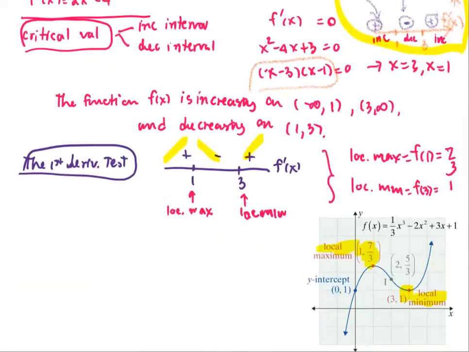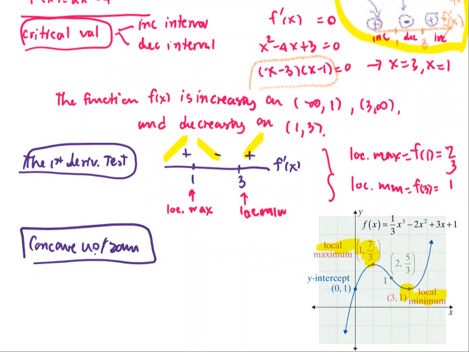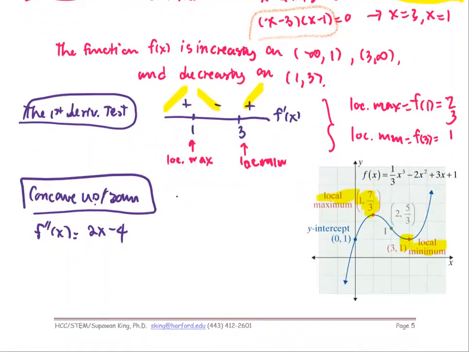And the next part, concave up, concave down. To identify the concave up and concave down intervals, we're going to use the second derivative. From the second derivative, f double prime equals 2x minus 4. Let's double check, 2x minus 4. We're going to find the critical value for f double prime by solving f double prime equals 0. So we get x equals 2. If you write this with the common factor, it's 2 times x minus 2 for the f double prime expression. So we get the critical value as x equals 2.